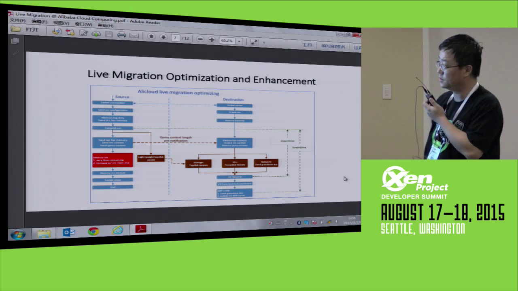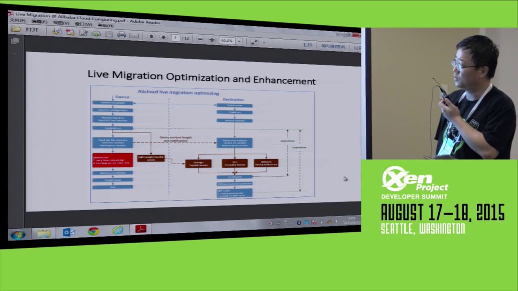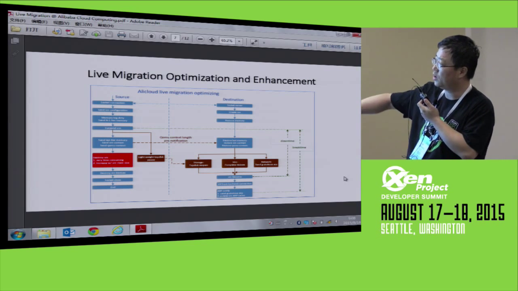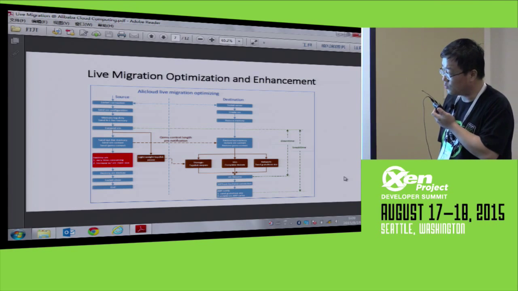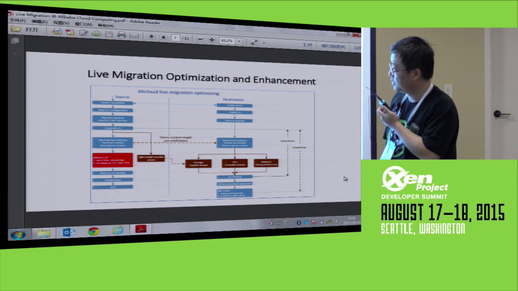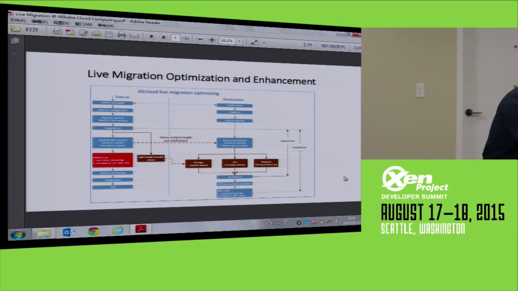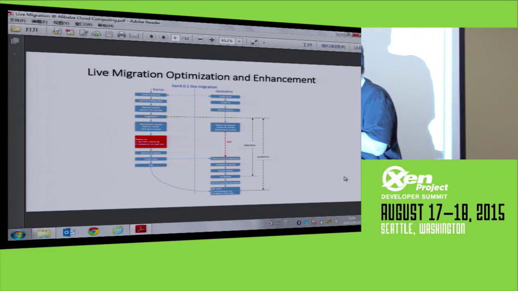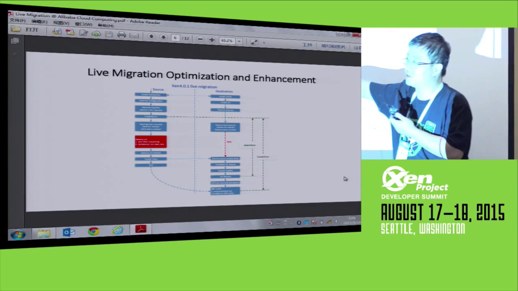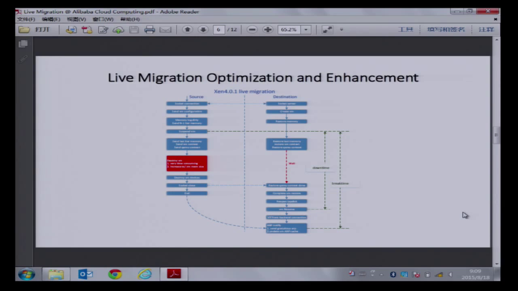This is the figure AliCloud used. It shows how we optimized the live migration procedure. Point 1 is that in old Xen, the destroy VM will consume a very long time, for example, 2 seconds to 20 seconds, because we need to free memory here.